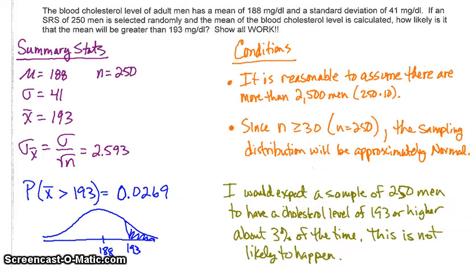All right, and here is the work for our mean problem. Hopefully it's not too mean to you. So notice this time we're using the central limit theorem because n is greater than or equal to 30. So the sampling distribution will be approximately normal. And I said it's reasonable to assume that there are more than 2,500 men in our population. Therefore, it's okay to calculate our standard deviation.